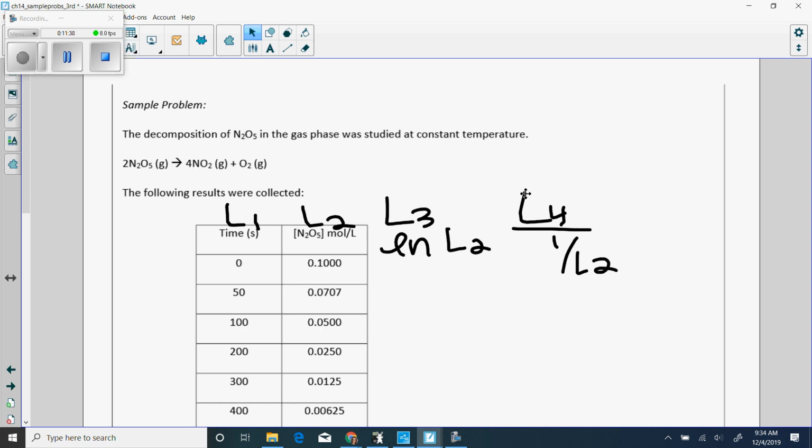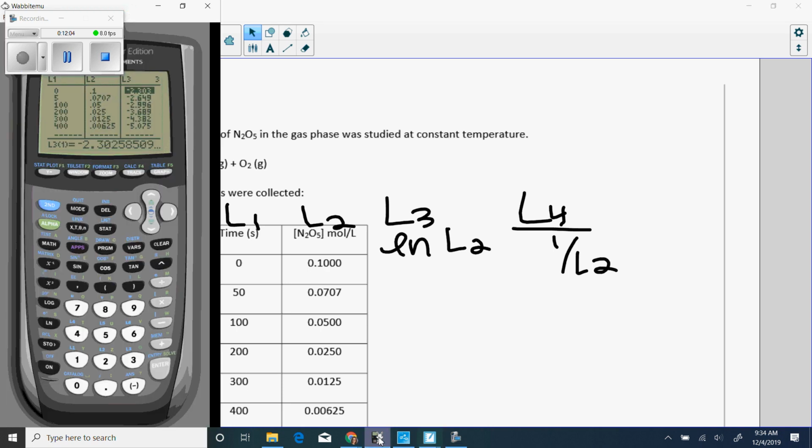Your green graph is 1 over concentration, so your list 4 is going to be 1 over concentration. How do you clear? L4 is 1 over L2.